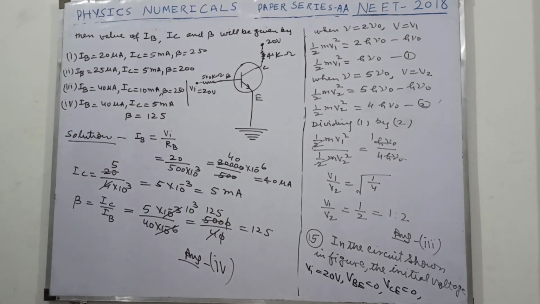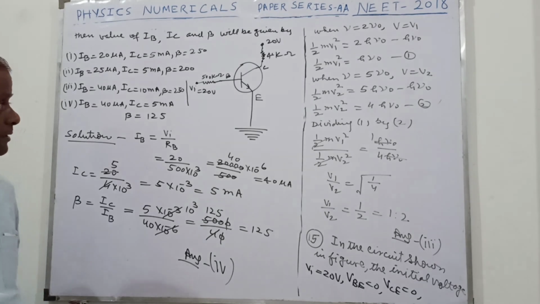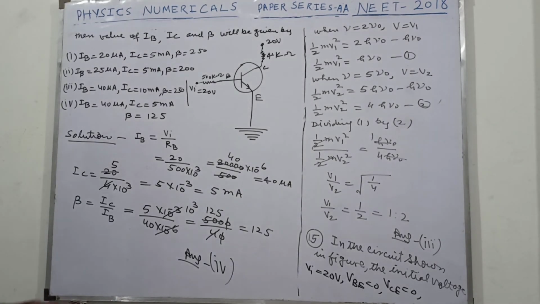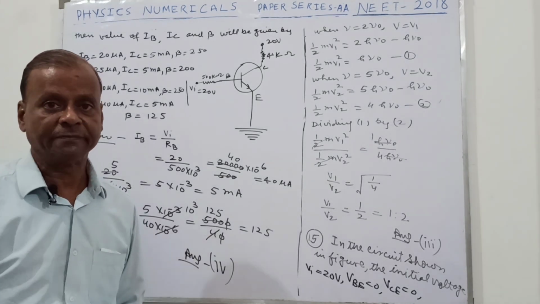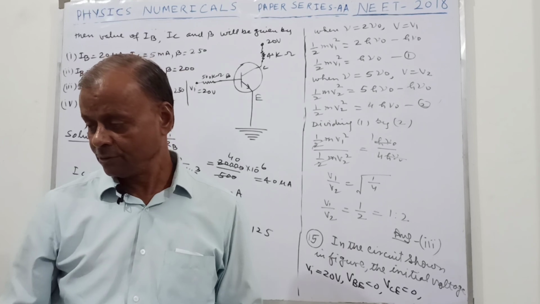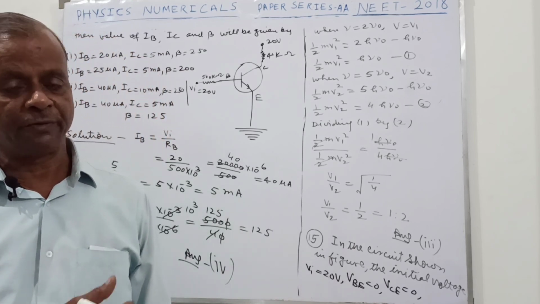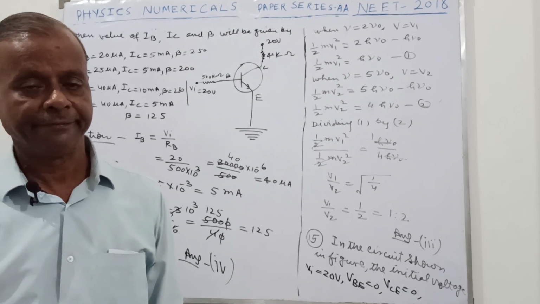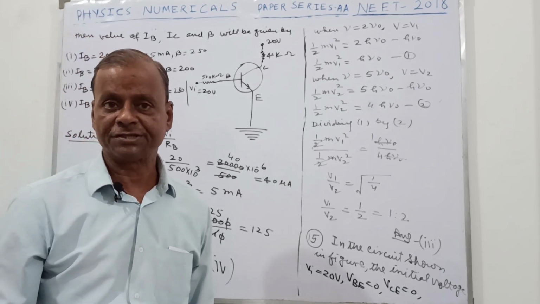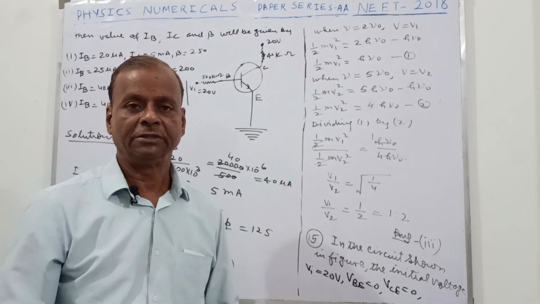So this is the value of IB, IC and beta from the given data in this figure. So these are question number 8 to 15 for today. You have seen that questions from different chapters are coming here. So try to understand them and watch the full video. Thank you very much.